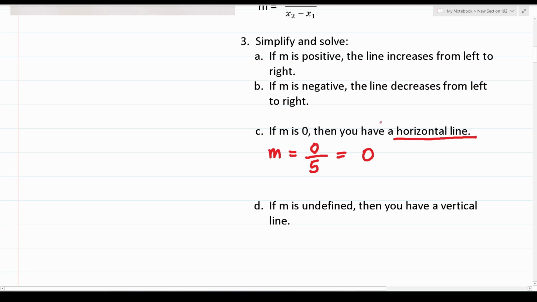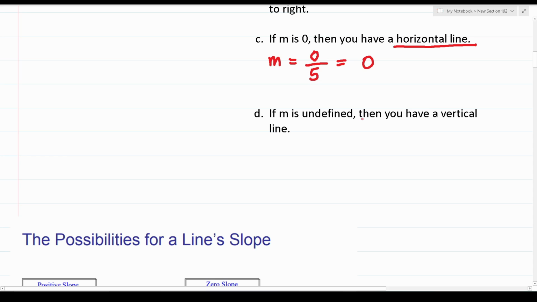All right. And D here says if m is undefined, then you have a vertical line. So let's say you plugged in the values of your 2 points into the slope equation, and you're left with something like this. m equals 5 over 0. You cannot have 0 in the denominator of a fraction because that makes the fraction undefined. And in terms of slope, when you have m undefined, that means you're working with a vertical line.